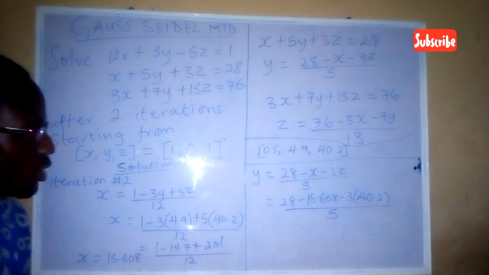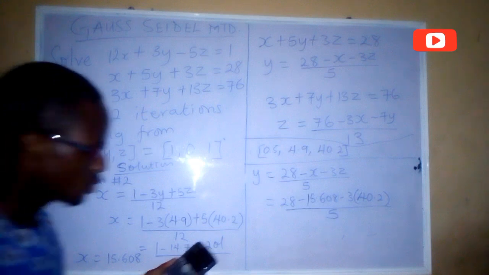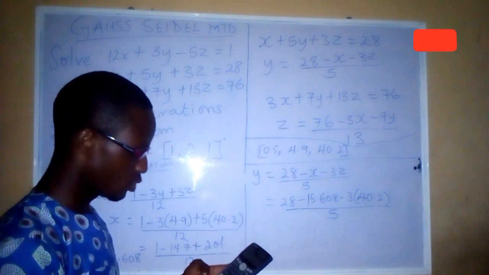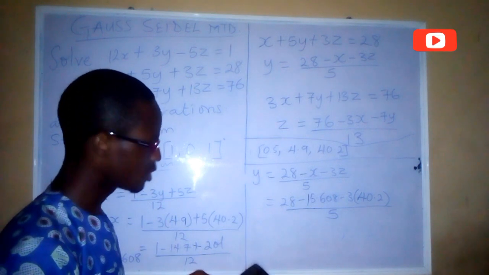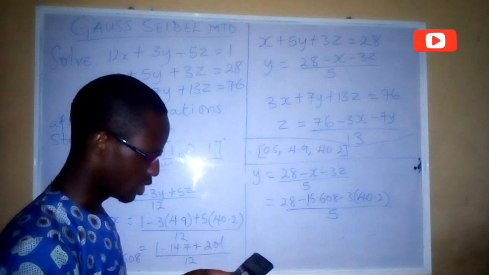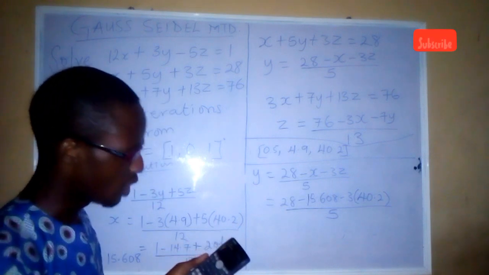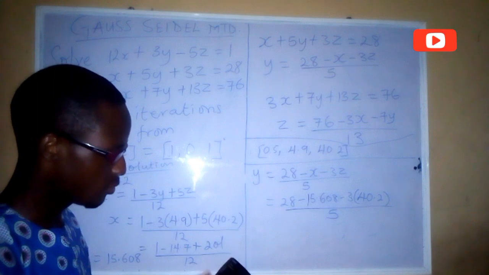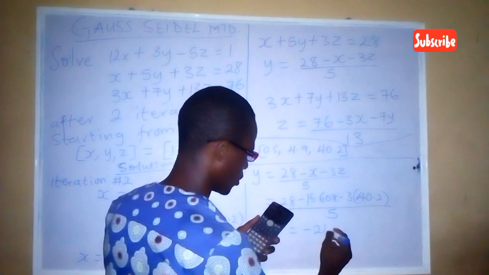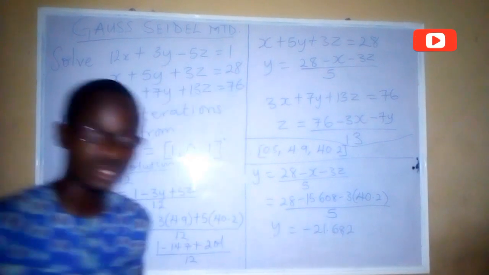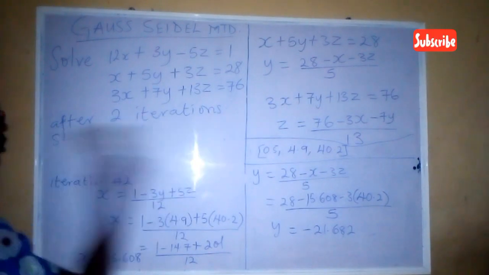So we go 3 times 40.2. That gives us 120.6. So then we have 28 minus 15.608 minus 120.6. So that gives minus 108.208, all divided by 5. So I'm going to have y equals minus 21.682 in 3 decimal places. So then we go to the final value of z. That's the second iteration.